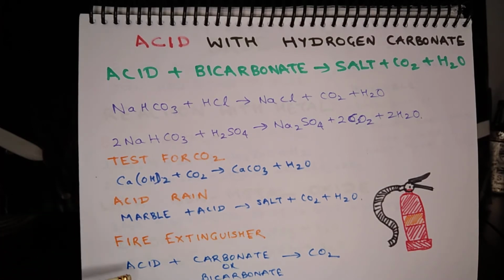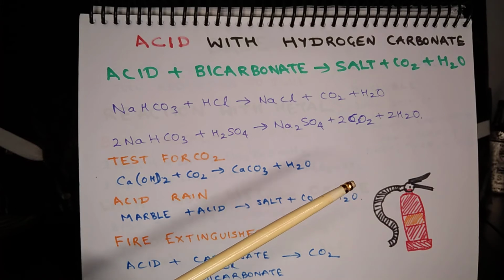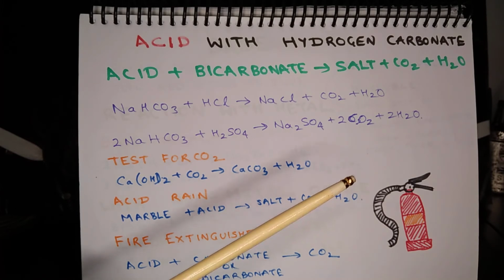Another significance is the use of acid and carbonate or bicarbonate in fire extinguishers. In fire extinguishers, acid is kept in a separate chamber, and carbonate or bicarbonate is kept in another chamber. When the trigger is released, acid mixes with carbonate or bicarbonate and a reaction is set up which releases carbon dioxide gas. And you must have read in your previous classes that carbon dioxide gas works as a fire retardant, and that is how a fire extinguisher helps in putting off the fire.